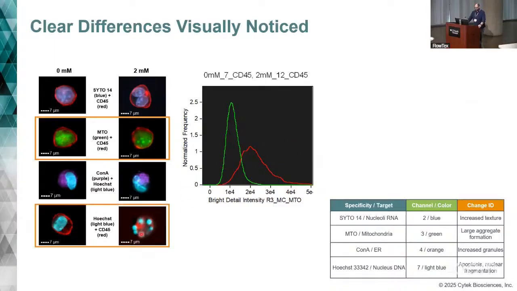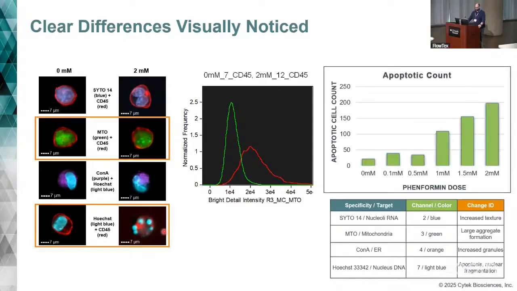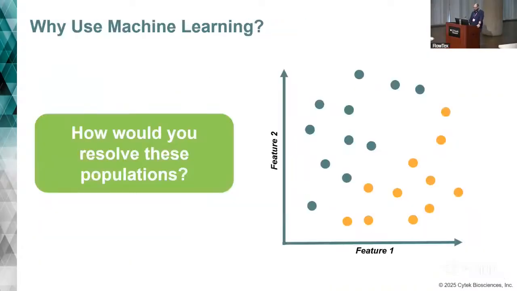Over here, if we look at the nuclear stain, we can see that it definitely changes. It's probably measuring apoptosis, that those cells are beginning to fragment and break apart. And that by itself can also be measured, right? We can say, all right, let's use that, as down the line, we see that the apoptosis increases, right? Increased texture, aggregate formation, and granular formation.